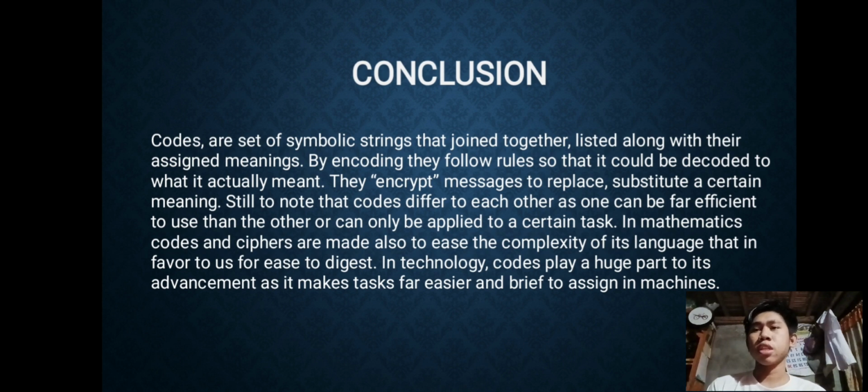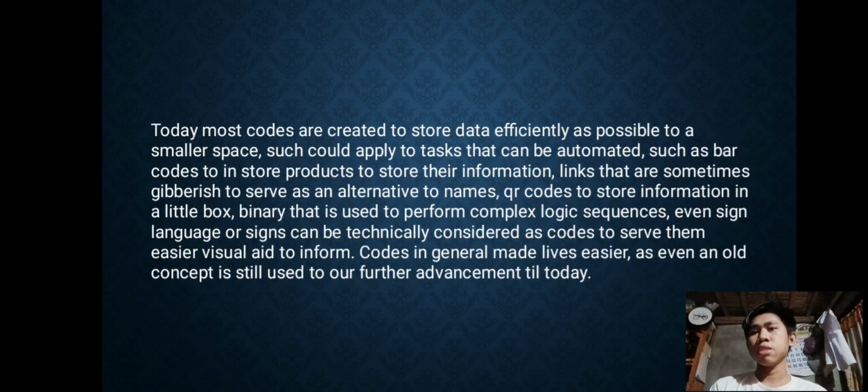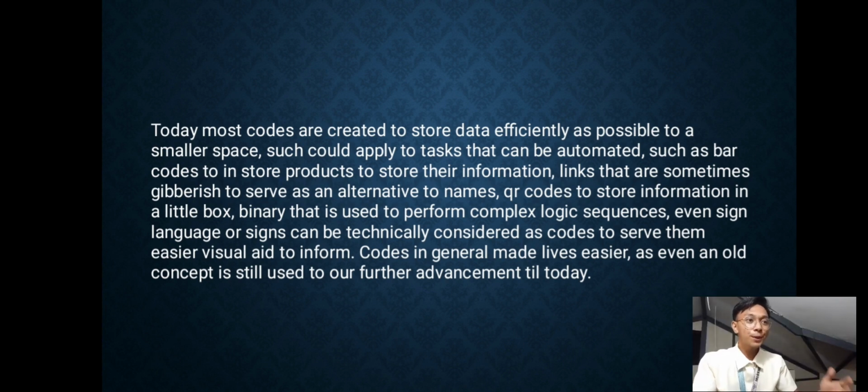In mathematics, codes and ciphers are also made to ease the complexity of its language, in favor of us for ease to digest. In technology, codes play a huge part in its advancement as it makes tasks far easier and briefer to assign to machines. Today, most codes are created to store data as efficiently as possible in a smaller space. Such could apply to tasks that can be automated, such as barcodes on in-store products to store their information.